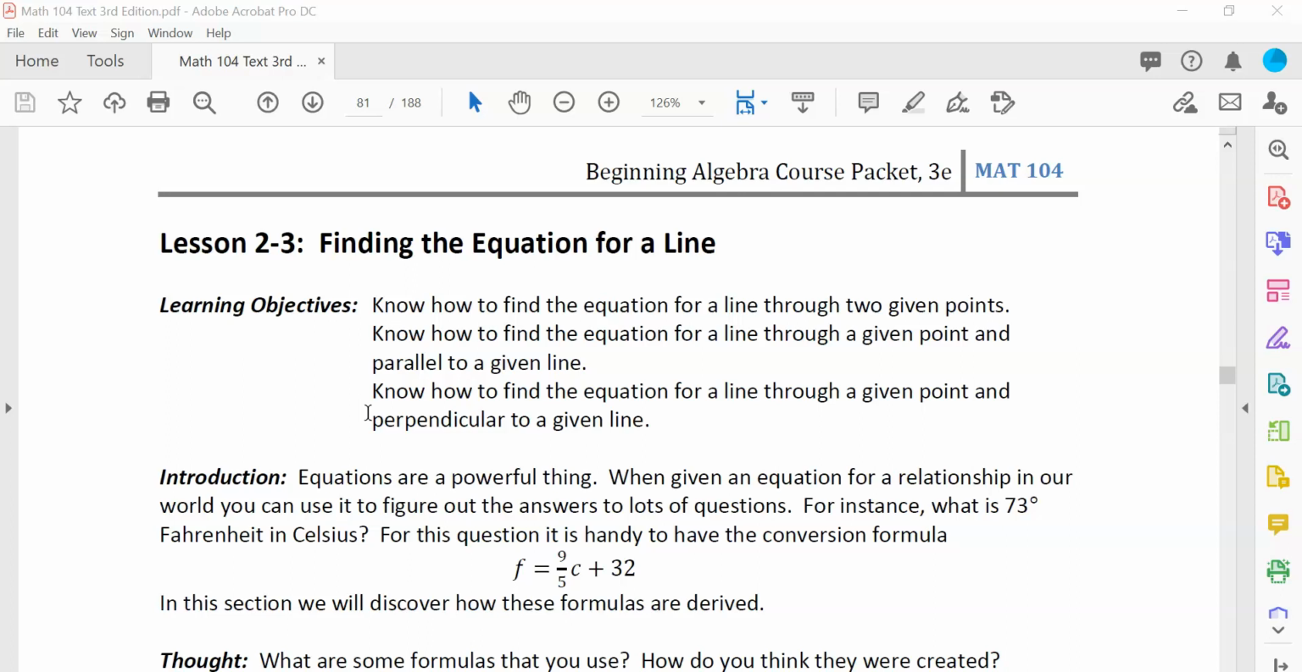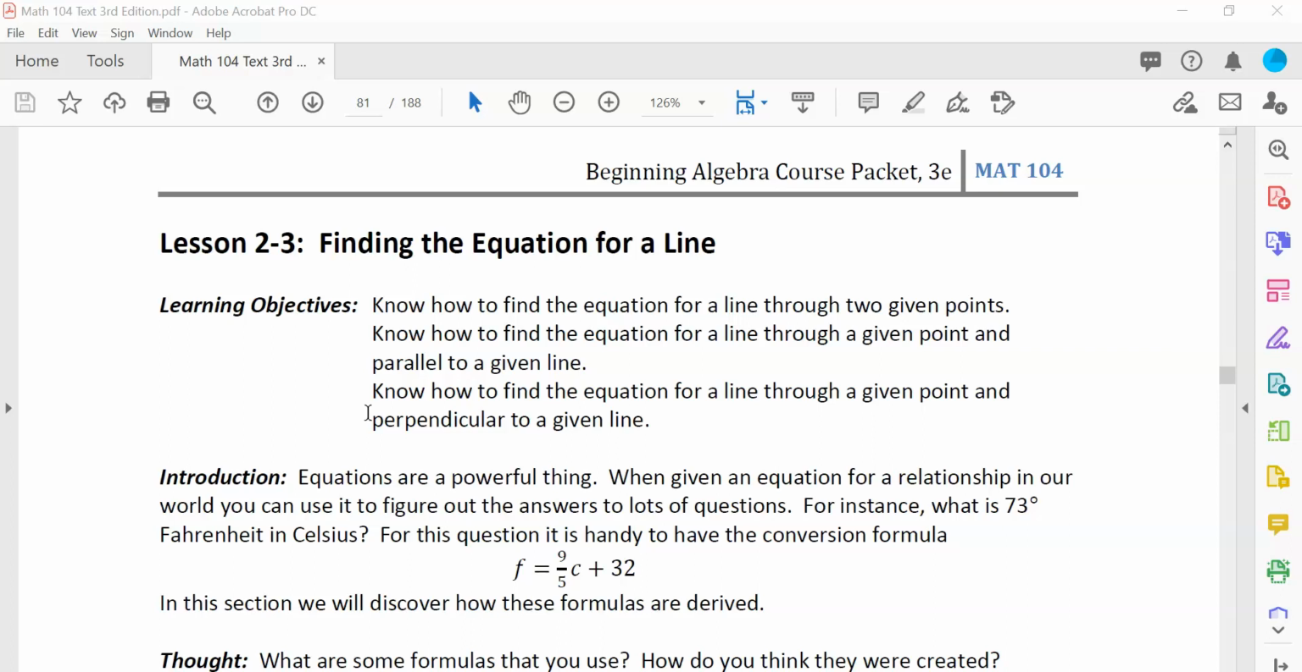In this lesson, we're going to be finding the equation for a line. If you remember in past lessons, we have two methods for graphing a line: plugging in points, and then using the slope-intercept form. So what we're going to do is reverse that.